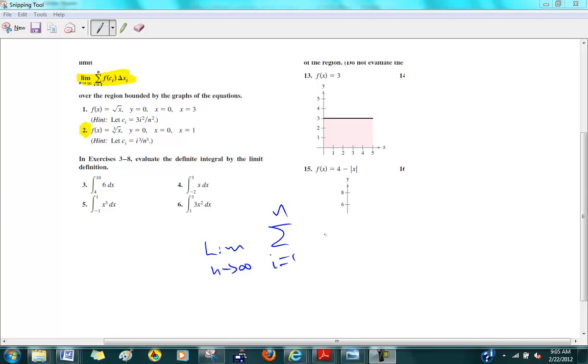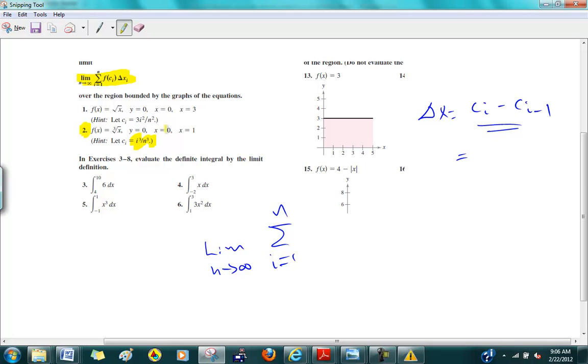Okay, let's work on this, okay? So I think what we're going to do from yesterday is we agreed that delta x is going to be c_i minus c_{i-1}, okay? That's what we agreed on yesterday. In other words, the width of your rectangle is going to be given by this. So when you look at that, you can see that c_i is this, so you're going to use i cubed over n cubed for that. And c_{i-1} will be the same thing, except instead of i, it's going to be (i minus 1) cubed over n cubed. You with me on that? Just like we did yesterday. Okay, just like we did for number 1 yesterday.